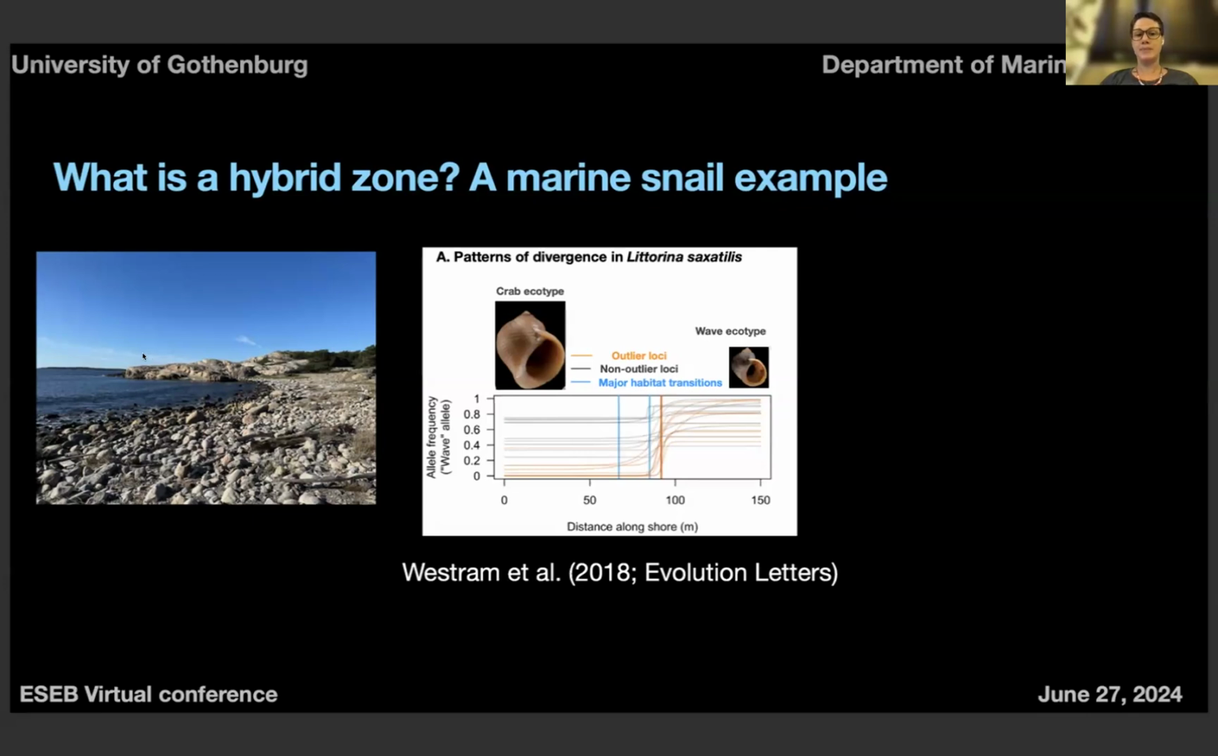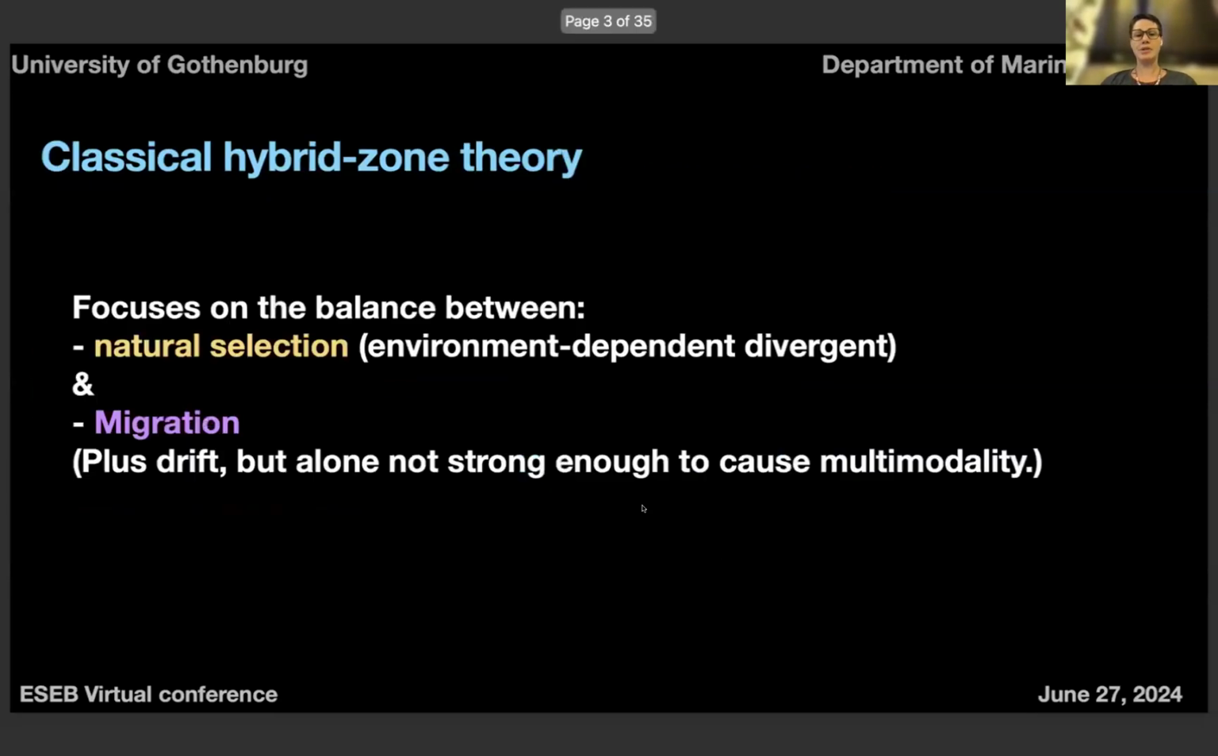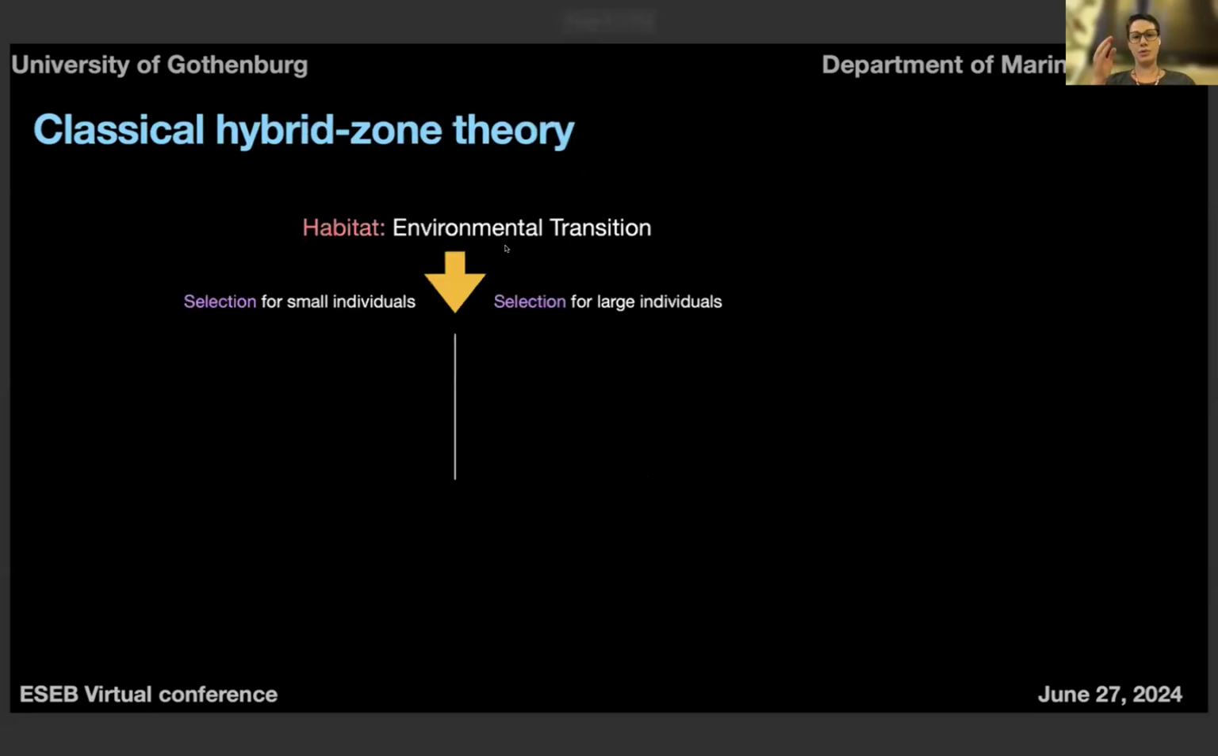So if you plot the phenotype, or some allele frequencies characteristic of individuals that are small, which we call the wave ecotype, you will see these smooth lines that we call clines. The classical hybrid zone theory focuses on the balance between natural selection and migration. For example, you have an environment, which is the geographical area I showed you, but you represent it as a series of small patches.